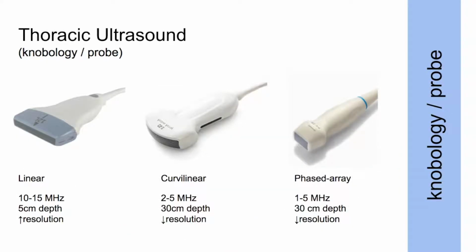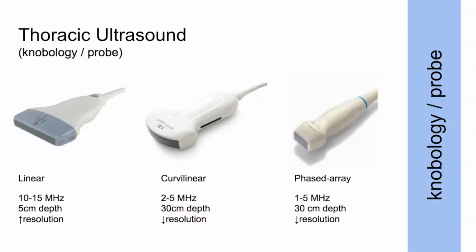Here are the 3 transducers most commonly found on the ultrasound machines. Here is the linear, curvilinear, and phased array transducer with their corresponding frequency and resolution. The word transducer and probe can be used interchangeably. For the thoracic ultrasound exam, we will mainly use the phased array probe because of its small footprint design, allowing scanning between the rib interspaces. Once the abnormality has been identified, the linear transducer can be used to obtain a more detailed image.